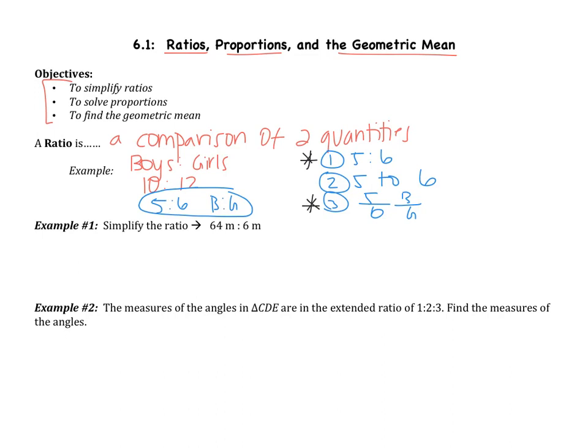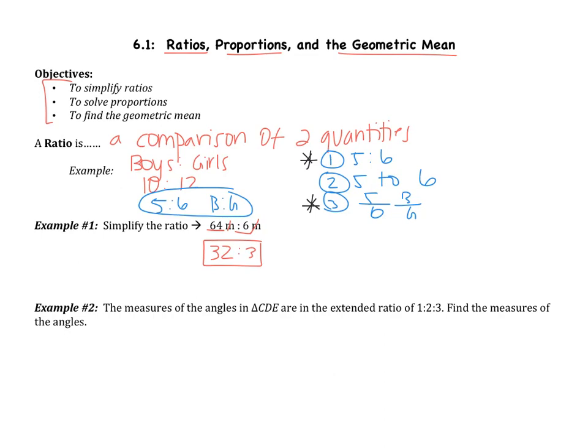Okay, so looking at example number 1, it says simplify the ratio. 64 meters to 6 meters. Now in ratios, you don't need units. It's understood that you are comparing two quantities of the same unit. But I do need to simplify this 64 to 6. Now 64 and 6 are both divisible by 2. When I divide them both by 2, I get 32 to 3. This would be my simplified ratio.